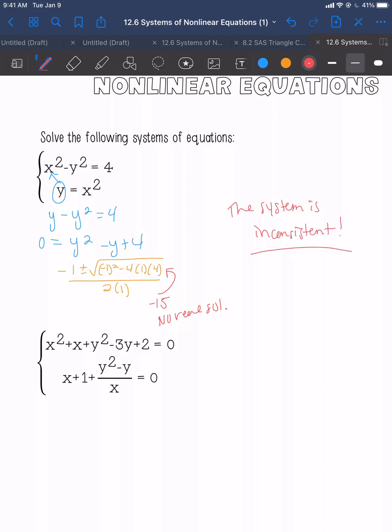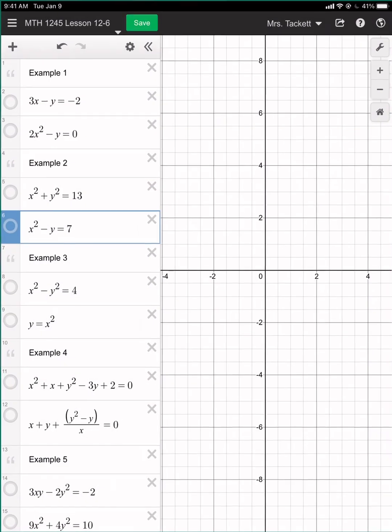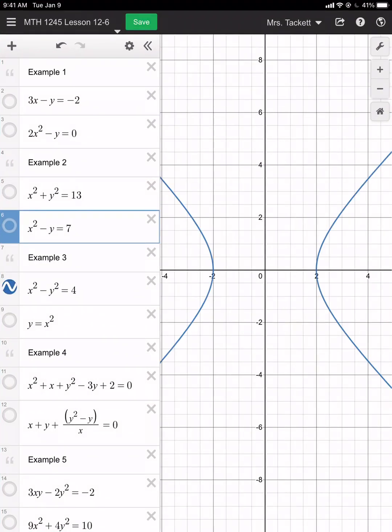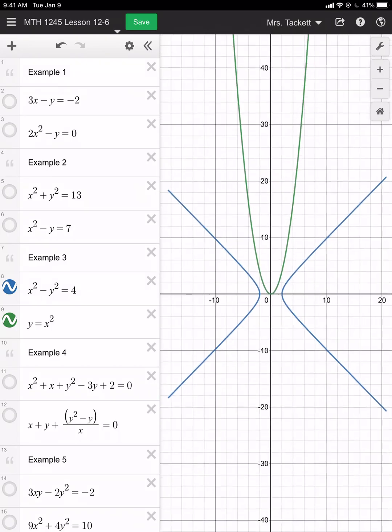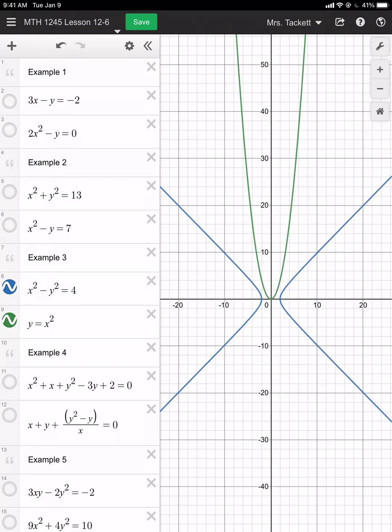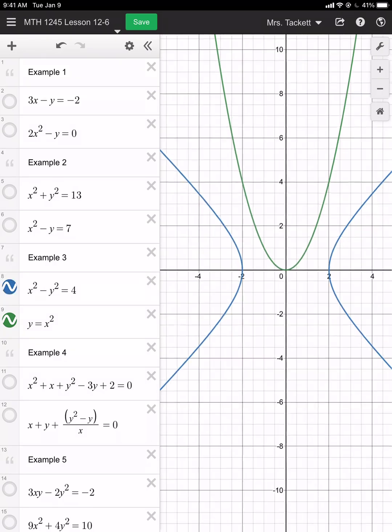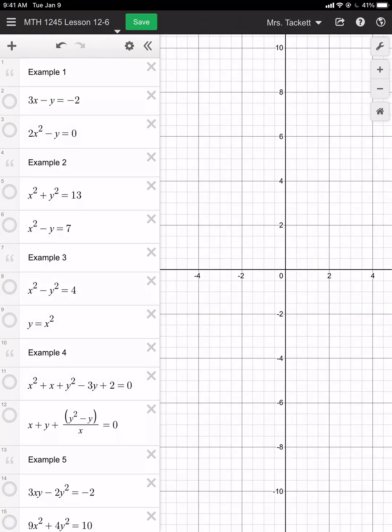Alright, so when we look at this graph, we are going to see that they don't intersect. So there's the first equation and the second equation, and if you see here, they do not intersect, so there's no solution.